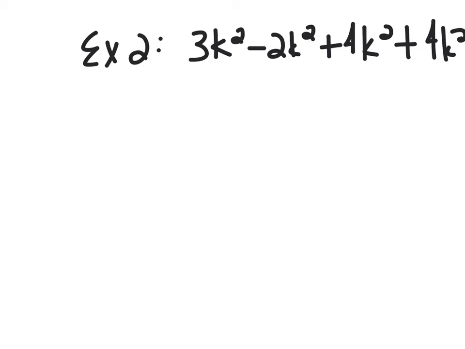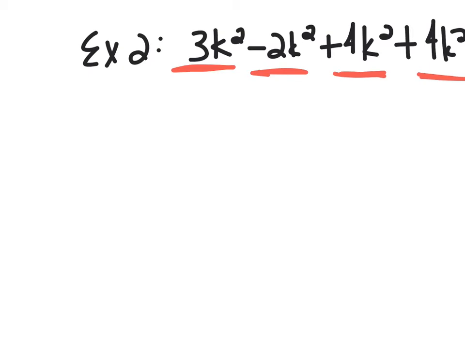Okay, so let's first of all identify our like terms. Let's look at our first term here, 3k squared. What I'm looking for are other, you got it, k squareds. So let's see, the second term is a k squared. The third term is a k squared. The last term is a k squared. I'm going to combine all of these together.